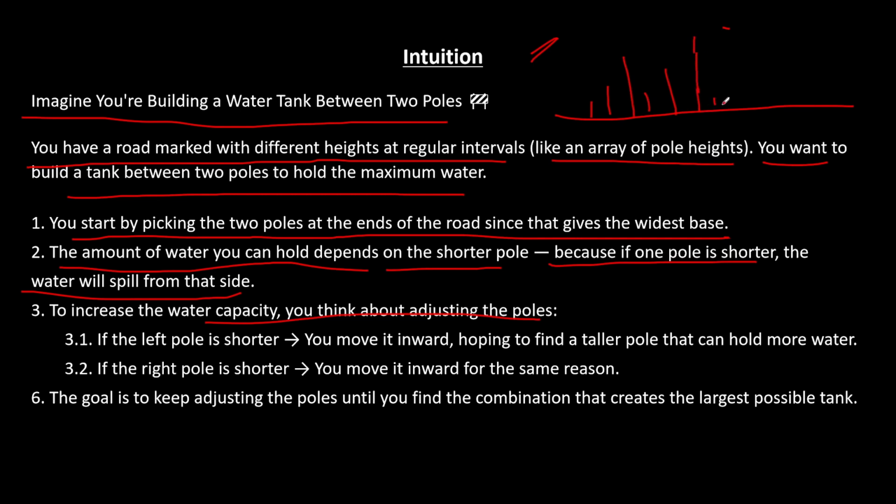Let it be small. Let it be doing something like this. And yeah, so these are the poles given to us. Now, first our intuition was we take the leftmost and the rightmost pole, take the minimum of the two, and multiply with the length of the rope. Okay, that is understandable.